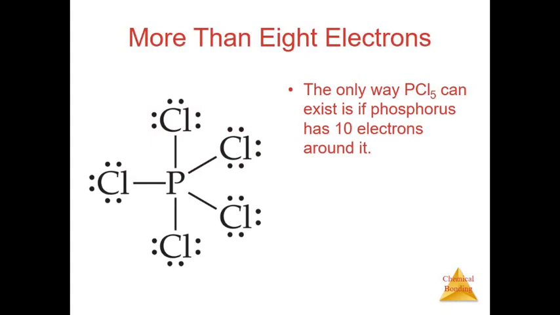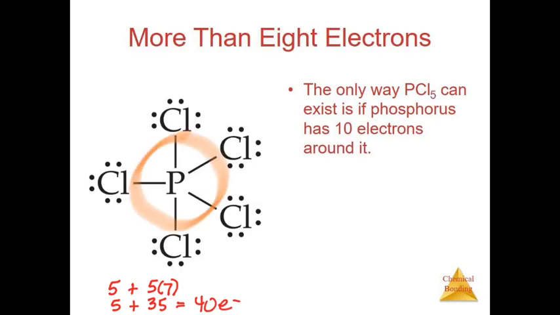Here's an example of one of our expanded octets. Phosphorus is there in the central area. If you were to count up all of your valence electrons, phosphorus in group 15 has 5. We have 5 chlorine atoms, and each of those has 7 valence electrons, so 5 plus 35 is 40. You would have to find a home for 40 electrons, and in this case, the best option is let's have 10 electrons around phosphorus. You see your 5 bonds there for a total of 10, and that is its best case scenario.